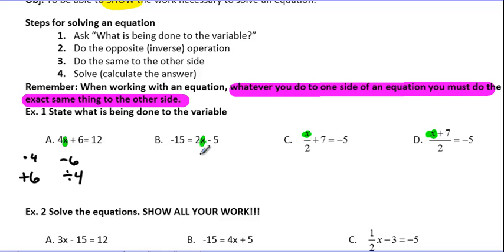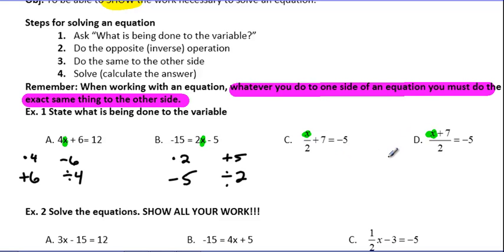Let's take a look at B. Remember, it doesn't matter which side the variable is on. Our eyes directly go to the variable first. We see that this is being multiplied by 2 and we're subtracting 5. So the opposite would be to add 5 and divide by 2. Take a look at C and D.